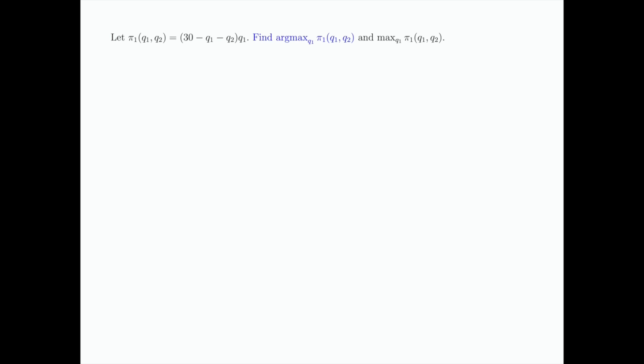First, we'll find the Q1 that maximizes pi1 of Q1, Q2. Well, we won't graph pi1 because graphing in 3 dimensions is not something we are going to make a habit of. The same method from the single variable case still works. The maximum occurs where the partial derivative of pi1 with respect to Q1 is equal to 0. We take the partial derivative with respect to Q1 because we are looking for the Q1 value that maximizes pi1. We'll compute the partial derivative, set it equal to 0, and solve for Q1 star. Similarly to the single variable case, we'll use Q1 star to denote the value of argmax and to distinguish between the value of the argmax and other possible Q1 values.